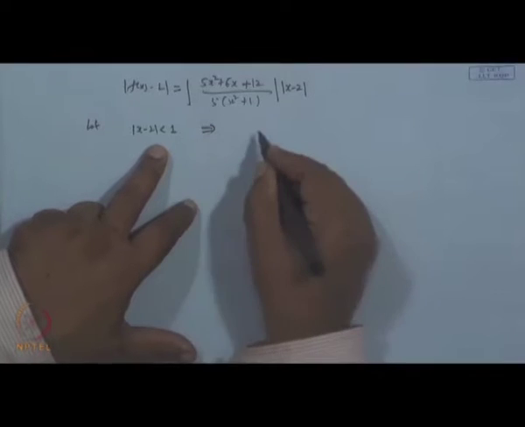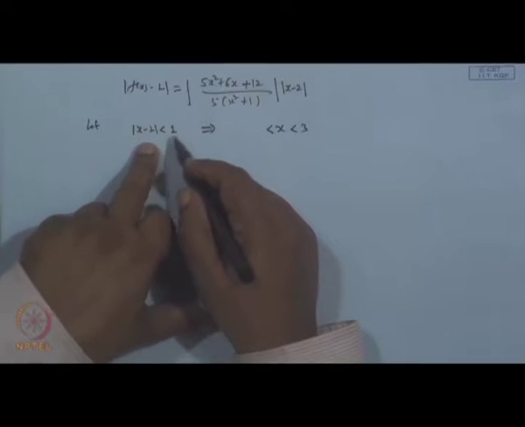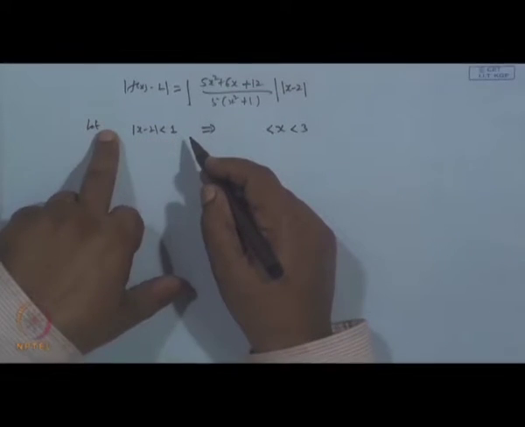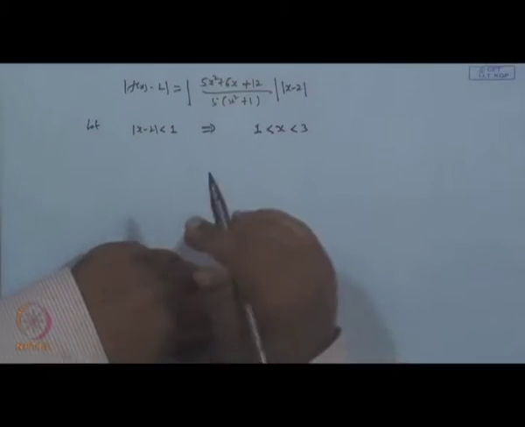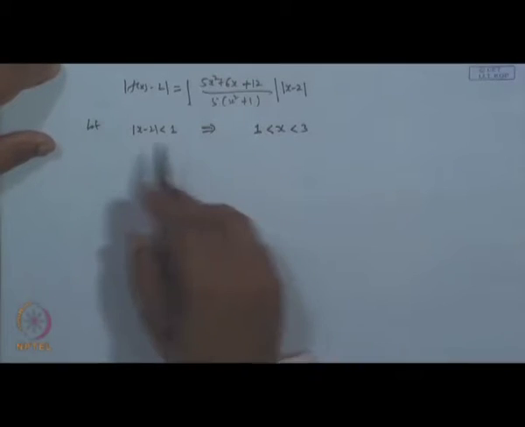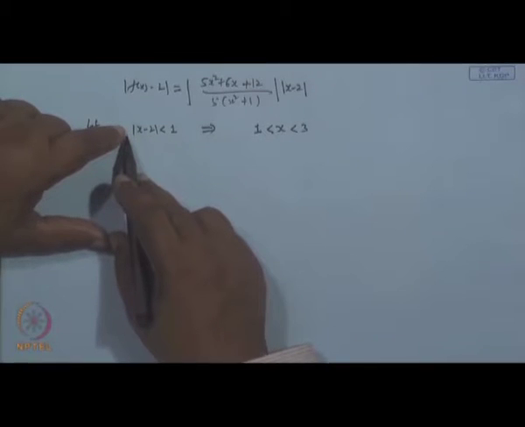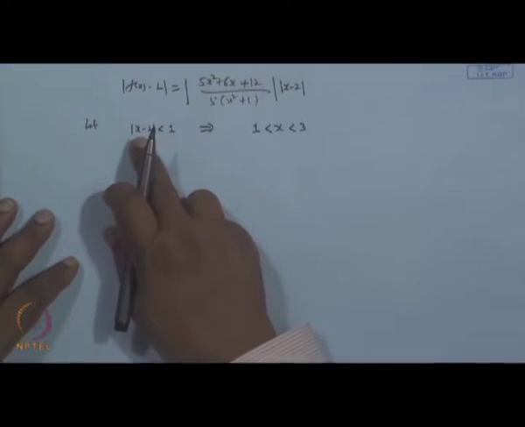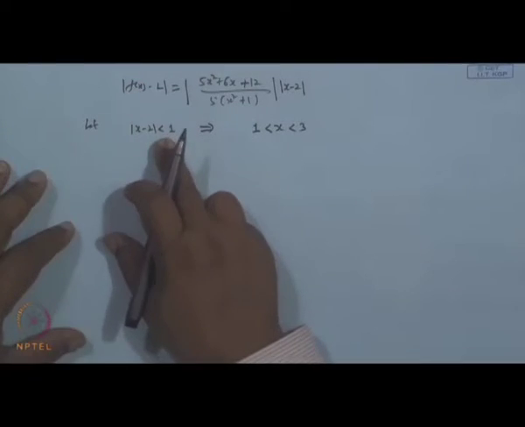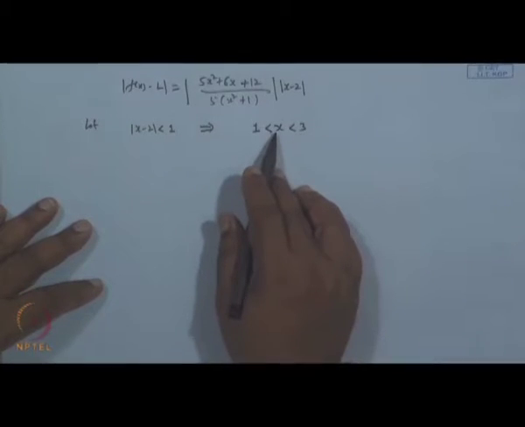If we restrict this, then what will x be? Since mod of x minus 2 is less than 1, x minus 2 lies between minus 1 and plus 1, so x lies between 1 and 3. So, this will be the bound for this. Is it clear? Adding 2, we get x lying between 1 and 3. So, this is the bound for x.